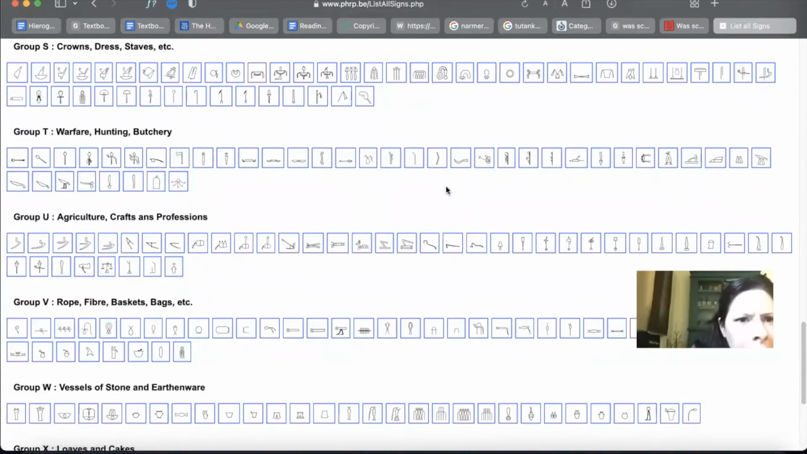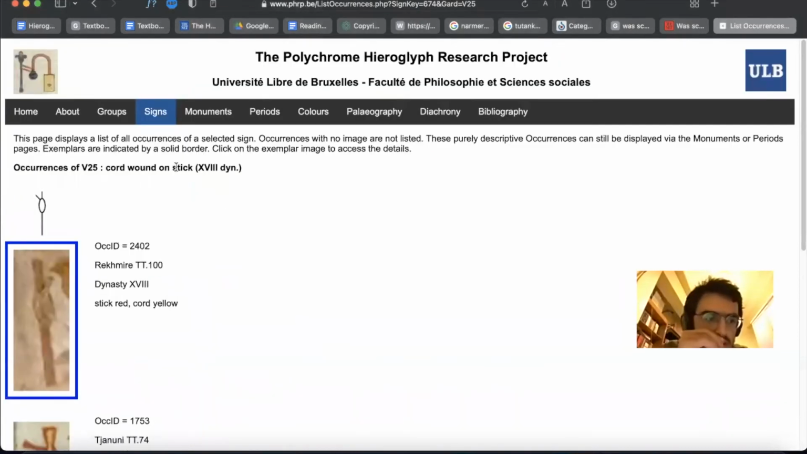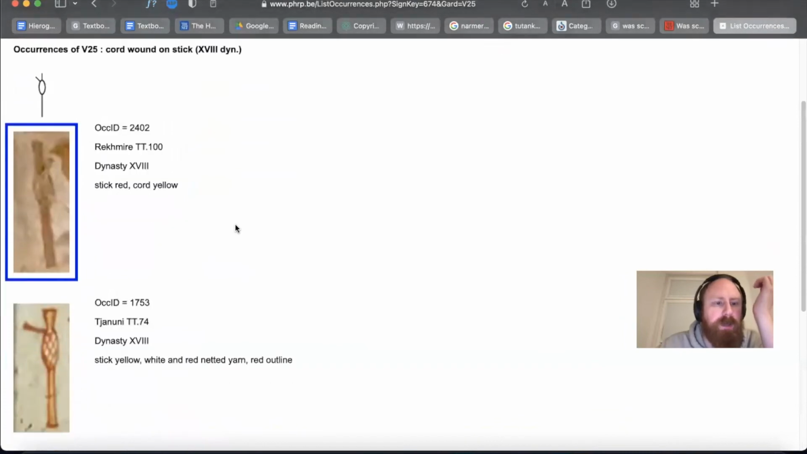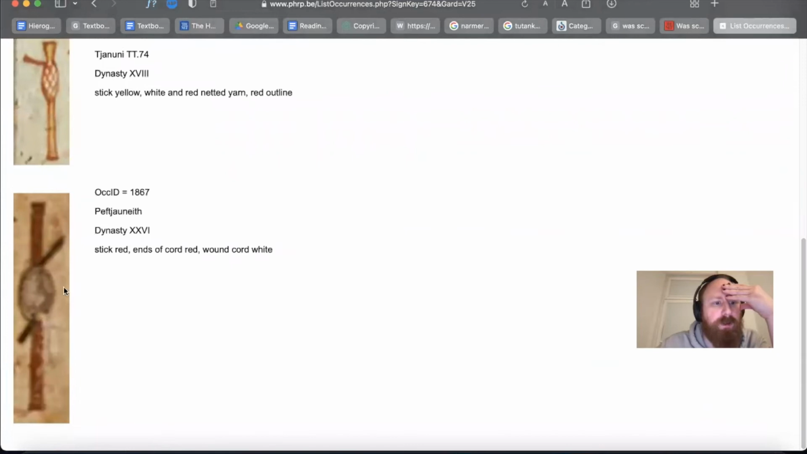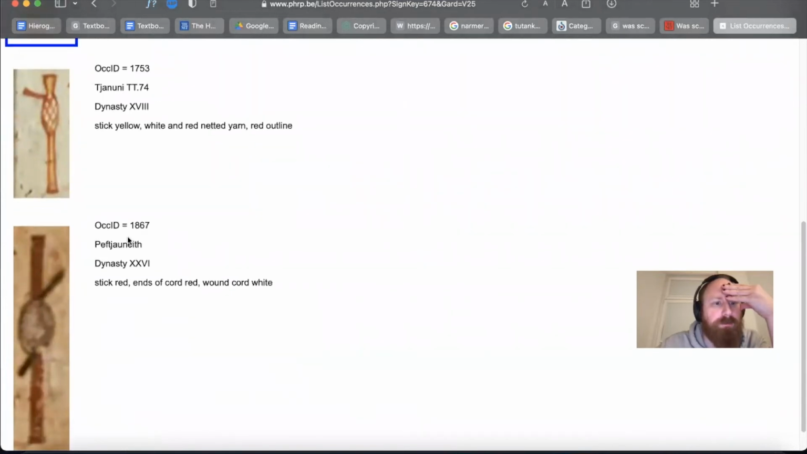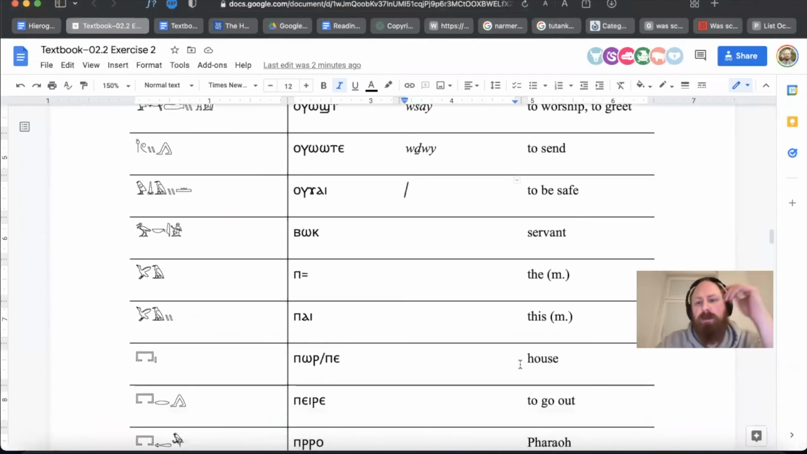Oh, there it is. It's in group 5, rope, fiber, baskets, bags, etc. Yeah, it's right. Yep, cord wound on stick. Oh, that was my guess. Yeah, that's very clearly linen thread wound on a wooden stick. Nice. Okay, mystery solved. So that is wedge specifically, and hedge is just a different sign. They look quite similar, but that's par for the course in hieroglyphs. You have so many signs that they're inevitably going to end up looking quite similar.